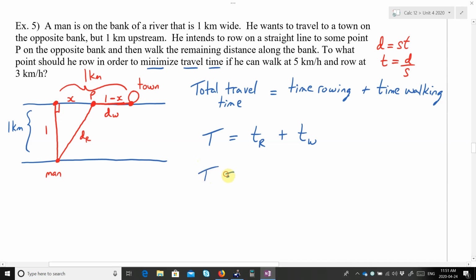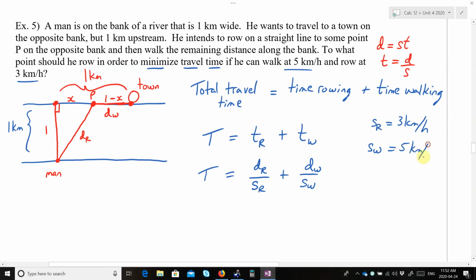So his total time is going to equal, remember, time is distance over speed, so his time for rowing is the distance he has to row divided by his rowing speed, plus the time it takes for him to walk is the distance he has to walk divided by the speed at which he walks. And they give us a walking speed and a rowing speed. The speed for rowing is, you can row at 3 kilometers per hour, and the speed for walking is 5 kilometers per hour.